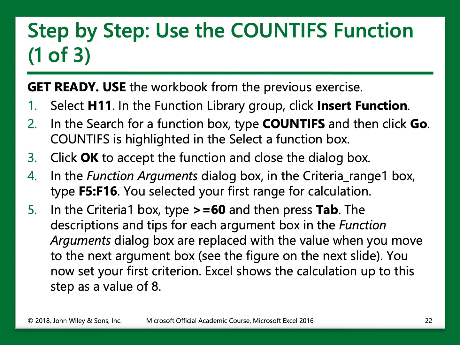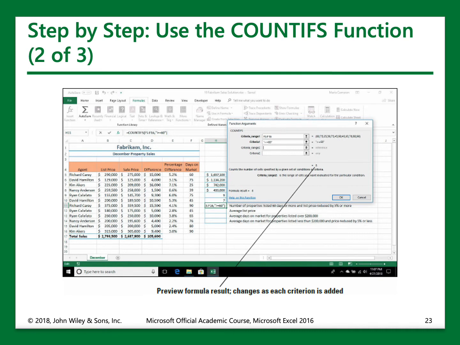So using the workbook from the same exercise as previously, go to cell H11 and we're going to do a COUNTIFS function. So in the function argument box, the criteria range is going to be F5 to F16. In the Criteria 1 box, type greater than or equal to 60. So this is properties that have been on the market a while. When you've done this, you should end up with a value of 8. Okay, so your dialog box and everything should look like this.